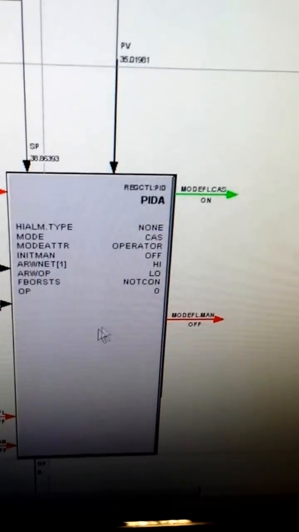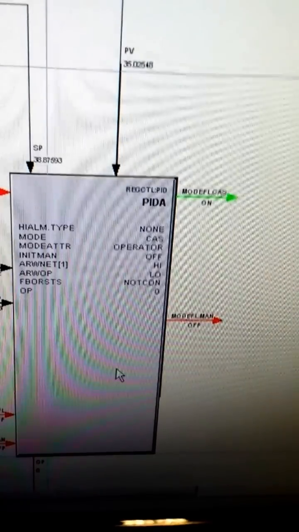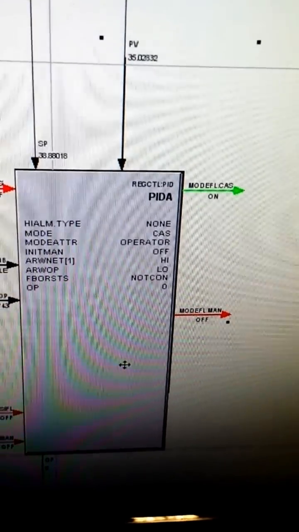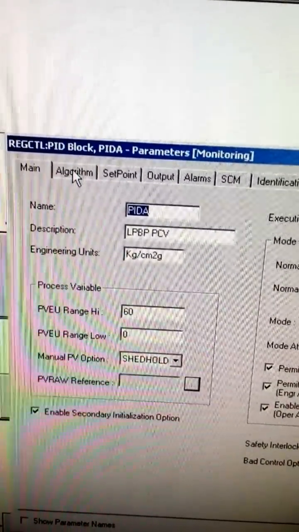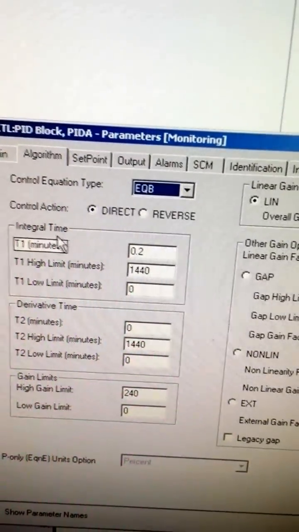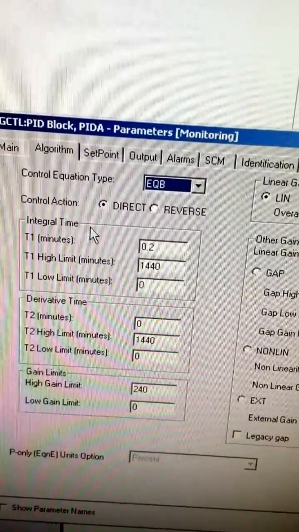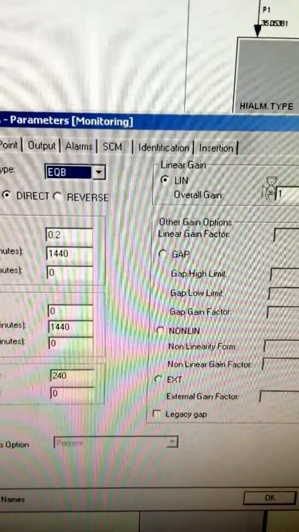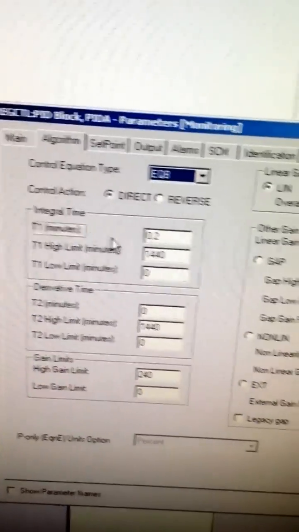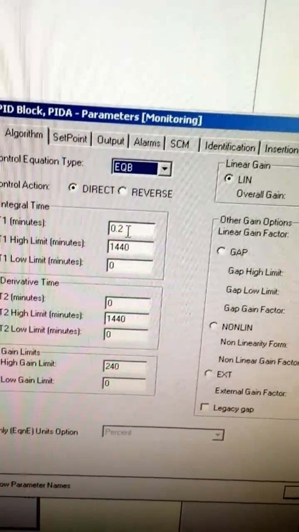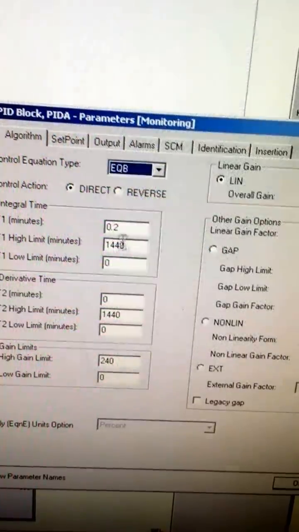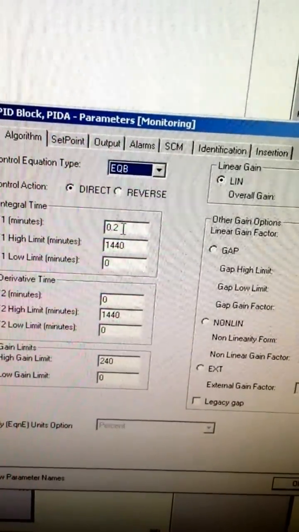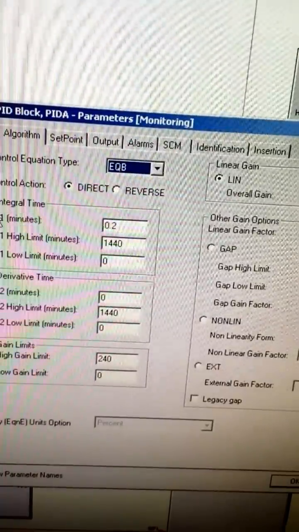But if we try to open the inside of the configuration of the PID parameters, we can see it here. Now the algorithm: you can see there is integral time, derivative time, and the gain. The gain is the proportional. Now the integral time is 0.2. Forget this, disregard this 1/440 because this is the high limit. But the working time is the 0.2. This is for integral time.